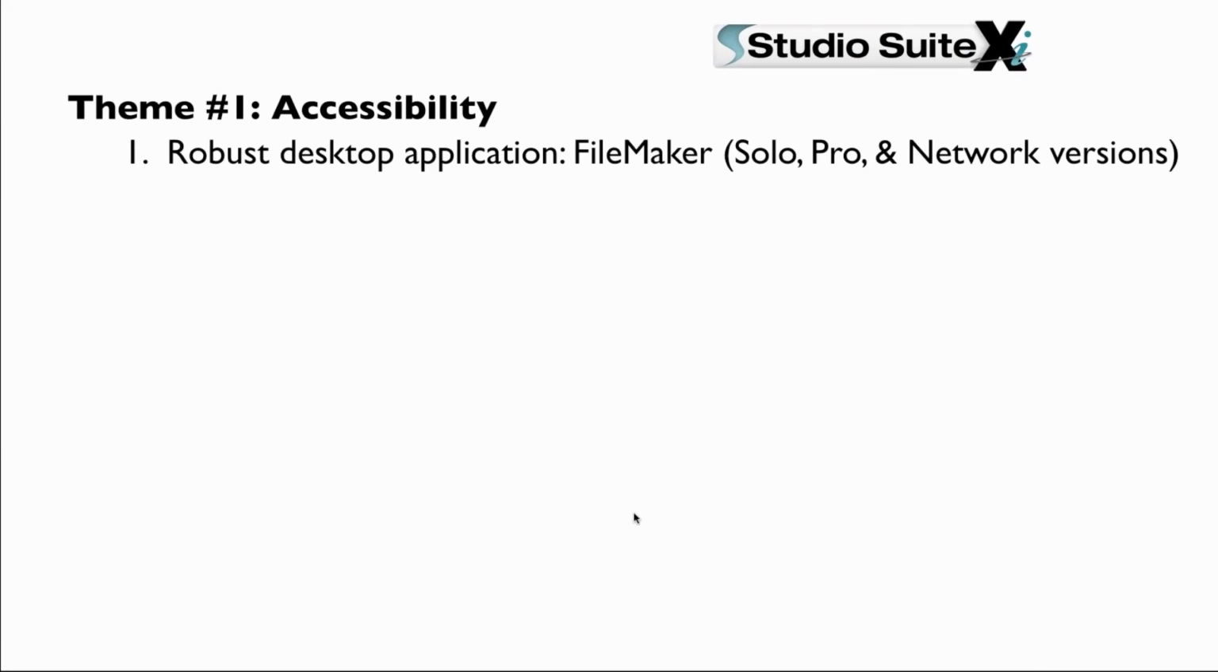The first theme there, of course, is accessibility. So let's take a look at that. The first thing is you probably know that we run inside FileMaker Pro. There's 3 versions: Solo, Pro, and Network. Then in Studio Suite X, we introduced the ability to access it from an iPad and an iPhone. That was kind of a beta test, but we've done a lot of improvements in this version. It's actually usable with XI.